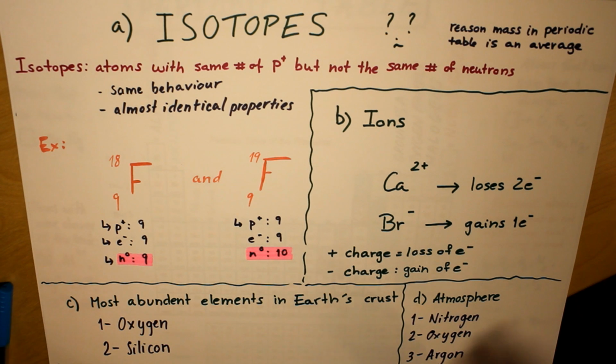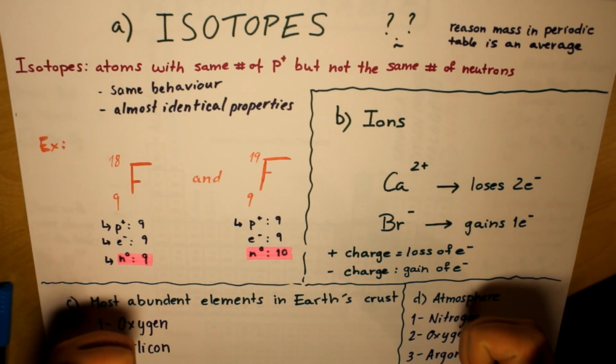So just for fun, the most abundant elements in the crust are oxygen and silicon, and in the atmosphere are nitrogen, oxygen, and argon.